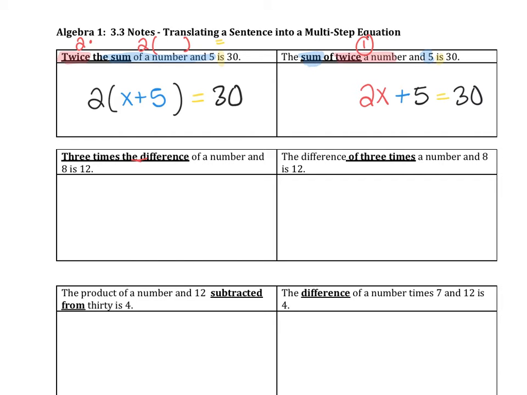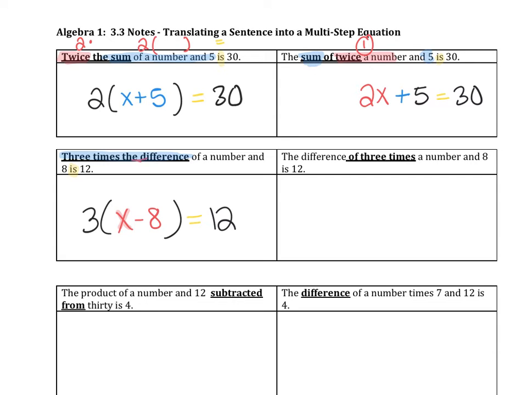In this one, 3 times the difference, okay? So again, times comes first. When you see that times comes first here, you're going to use parentheses. So 3 times, okay? Open up parentheses. The difference of a number and 8 would look like this. Difference of a number and 8 is x minus 8, because difference means subtracting. And then the word is there as well. So is equals, and then the number 12. That's how that one would look.